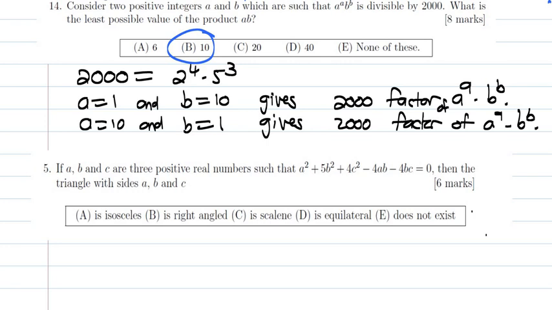Let's have a look at problem 5. In problem 5, a, b, and c are three positive real numbers. So one way you can say this is a is an element of the set of real numbers and a is bigger than 0. Likewise for b and c. Now we are told that this expression is equal to 0. And then we need to figure out, what does the triangle look like?